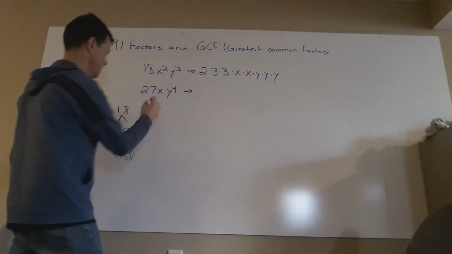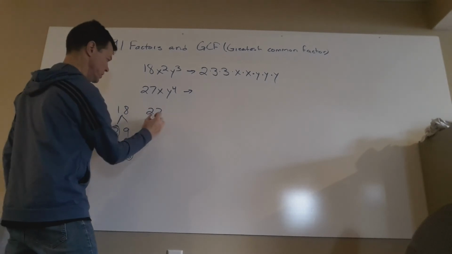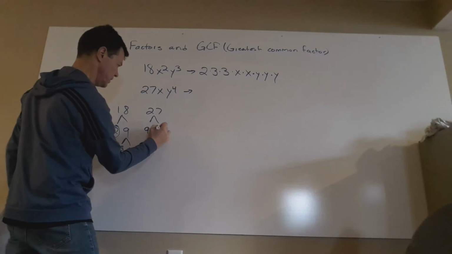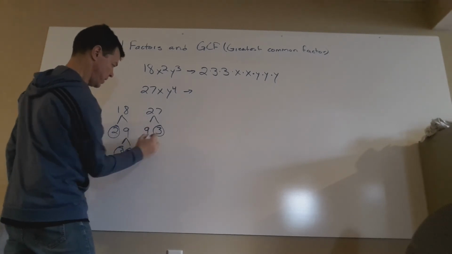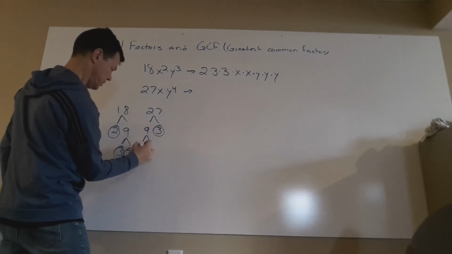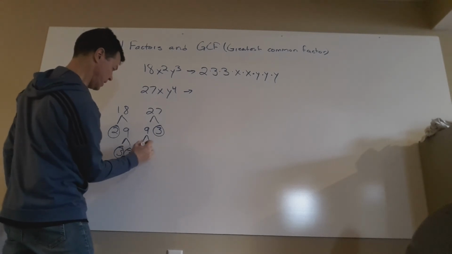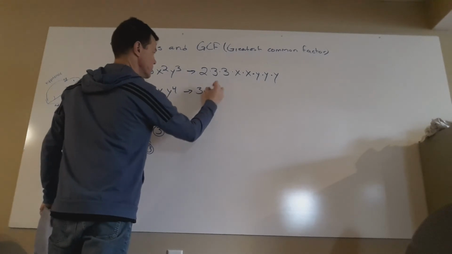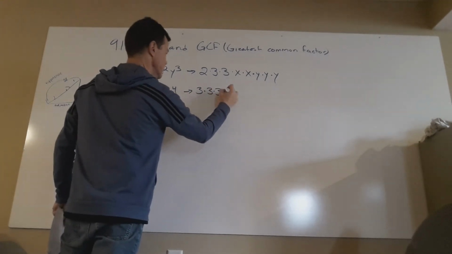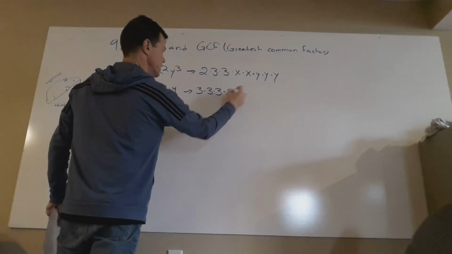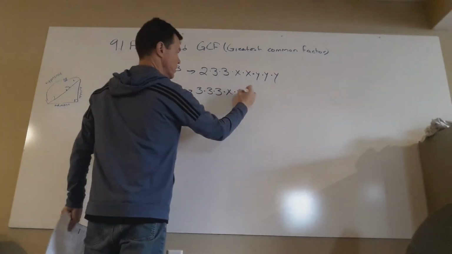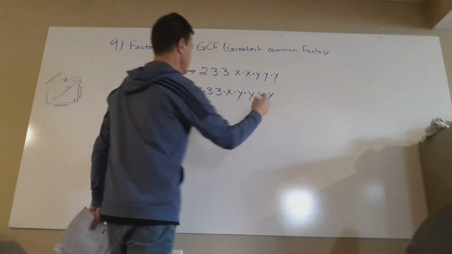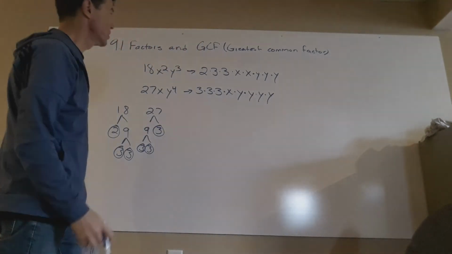Do the same thing as 27, factor 27 completely. Again, if you're not sure on 27, you can use the factor tree. Two factors of 27 are 9 and 3. 3 is prime, 9 is not. 3 times 3 times 3 would be 27. So 3 times 3 times 3 times x times, you got 4 y's.